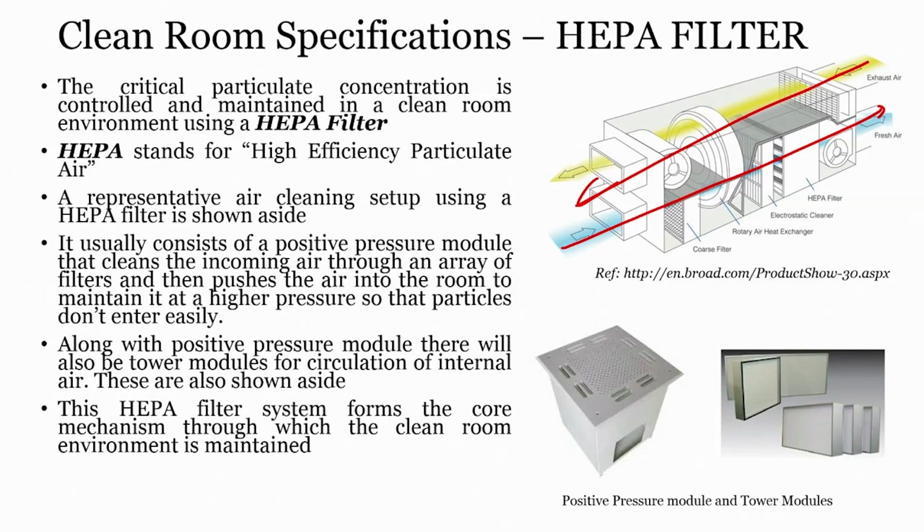There is a positive pressure module and there are tower modules that can apply a positive pressure. A representative air cleaning setup is shown here, right. It usually consists of a positive pressure module that cleans the incoming air, and the role of the positive pressure module is to clean the incoming air. An array of filters then pushes the air into the room and maintains it at a higher pressure, so that particles do not easily enter, right. That is the advantage of high pressure, so that particles from outside would not enter the room.